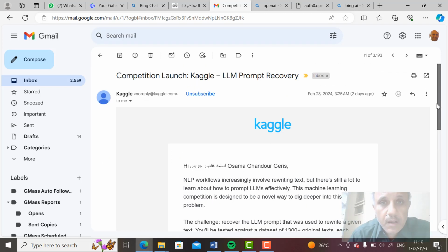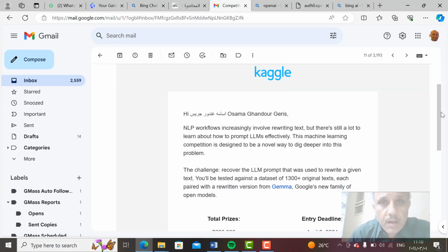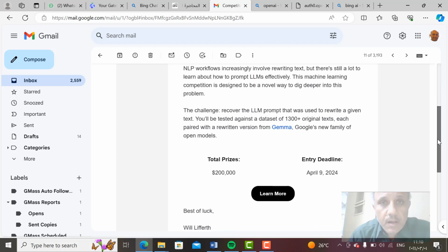I received an email for this competition or challenge from Kaggle. Kaggle is a famous, worldwide-known AI developer and machine learning platform. So let's learn more by pressing here. The deadline is 9 April 2024.